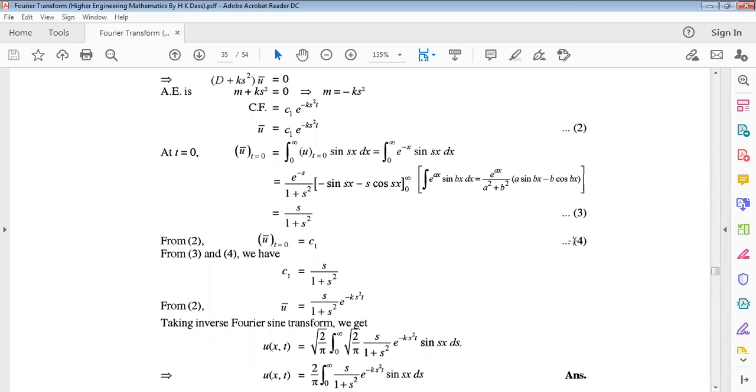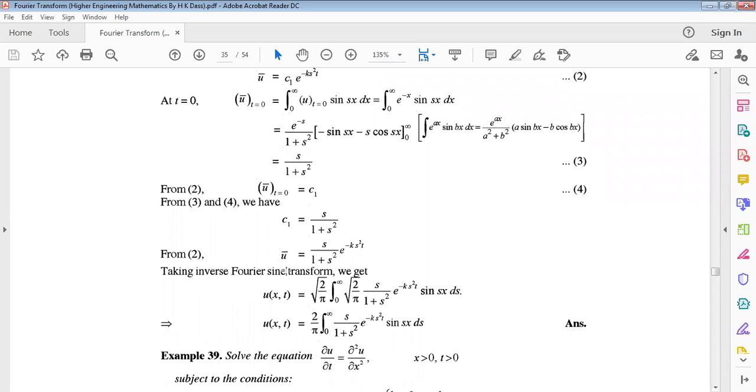Now from 3 and 4 we get c1 equals what? This c1 and this one are the same, the left hand side is the same from 3 and 4. This is why the right hand side equals the right hand side. And from 2, what will u bar equal? Putting the value of c1, we get u bar equals this one.